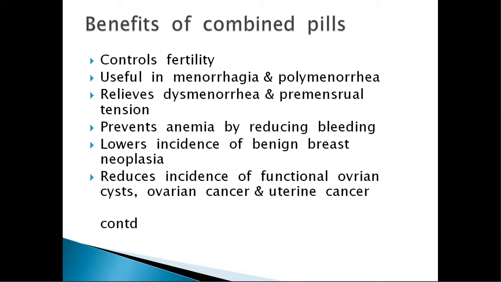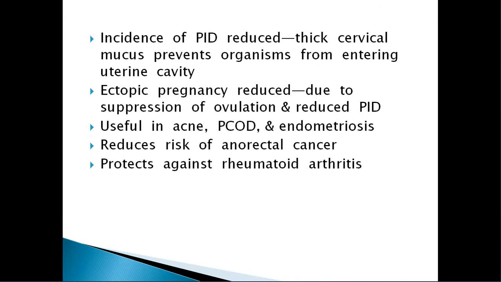Why? Because OC pills suppress the endometrium. There is no endometrial hyperplasia. See, normally there may be endometrial hyperplasia, then adenomatous hyperplasia, complex endometrial hyperplasia, which may further lead to endometrial cancer. Now, when there is no endometrial hyperplasia itself, the incidence of endometrial cancer is also less in people using OC pills. The incidence of pelvic inflammatory disease is reduced.